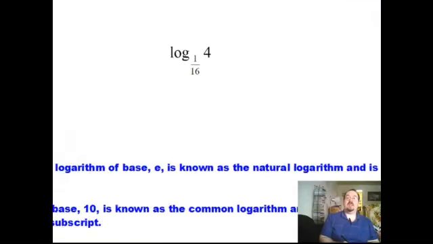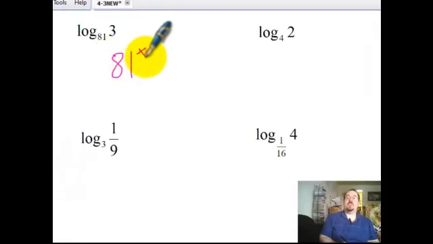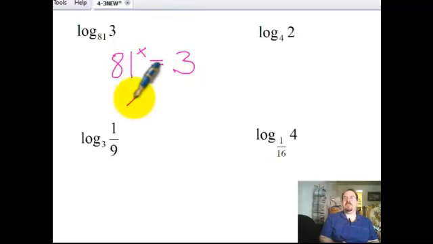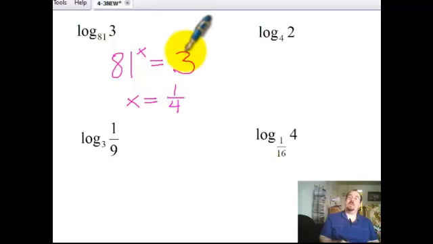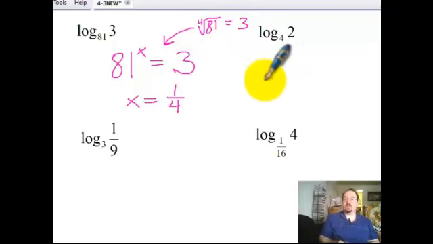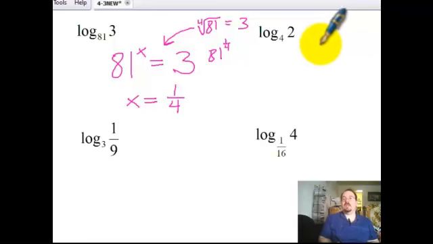Log base 81 of 3. So 81 to what power gives me a 3? Well, no negatives involved this time, but to make 81 smaller, I think I'm actually going to do the 4th root of 81. So that means my exponent is 1/4. So I just recognize that 4th root of 81 gives me 3, and I know that a 4th root is just 81 to the 1/4 power. So that's how I got that. So again, you need to know some of these smaller powers to help you with these.